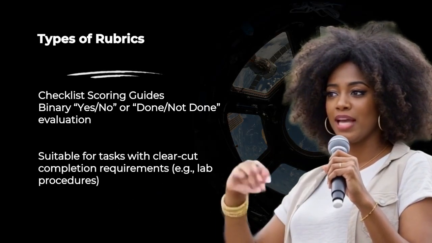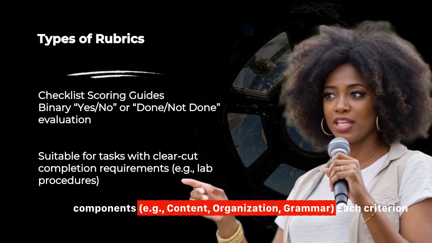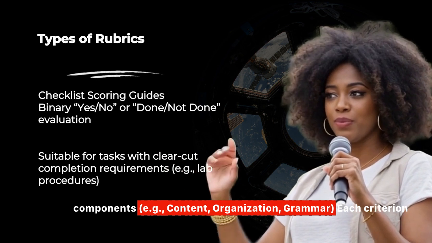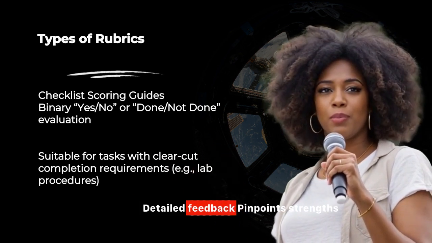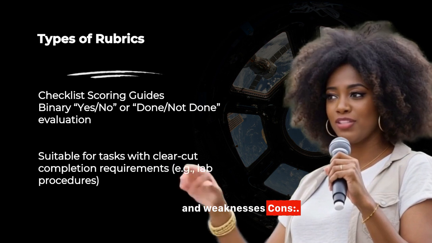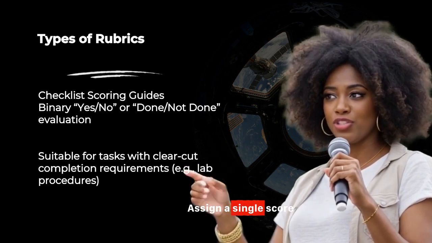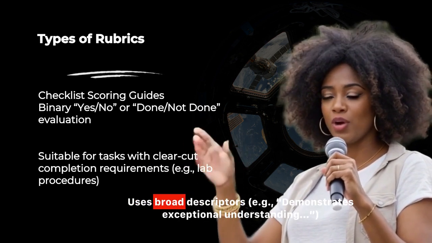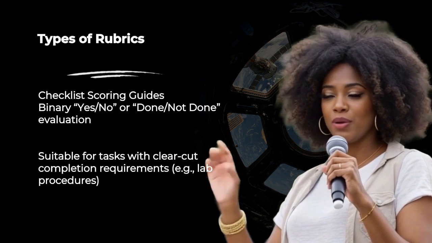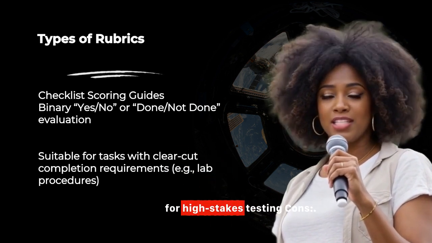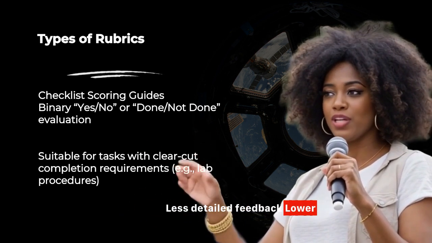Types of rubrics. A. Analytic rubrics. Break down assessment into components, e.g., content, organization, grammar. Each criterion scored separately. Pros. Detailed feedback. Pinpoint strengths and weaknesses. Cons. Time-consuming, complex to develop. B. Holistic rubrics. Assign a single score based on overall performance, uses broad descriptors, e.g., demonstrates exceptional understanding. Pros. Fast and efficient, good for high-stakes testing. Cons. Less detailed feedback. Lower diagnostic value.